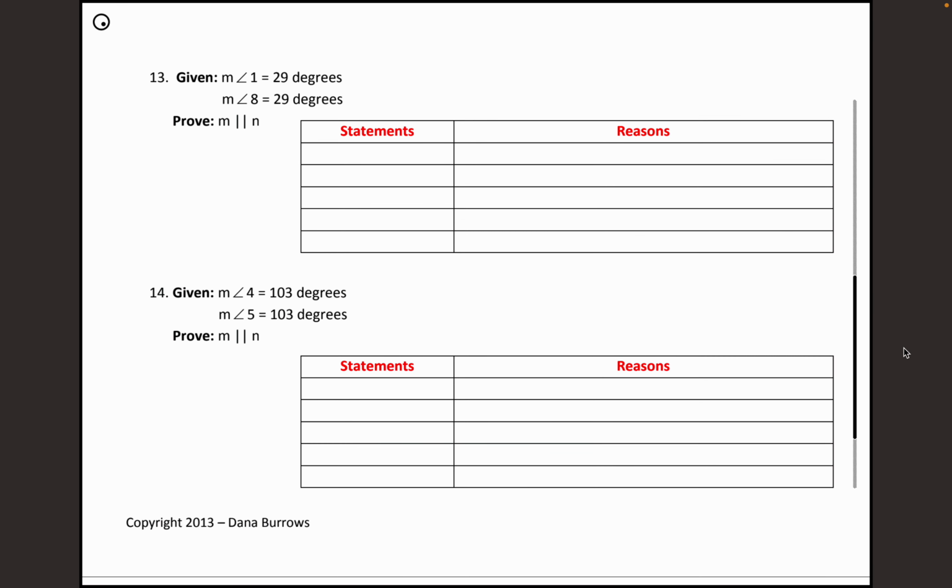Okay, finally, let's look at these two. Now, for this one, it looks like it has 5 statements, 5 reasons. But for some reason, put your first given as the measure of angle 1 equals 29 degrees. Put that as your first statement. Your second statement, put the measure of angle 8 equals 29 degrees. So your first two are given. You won't have to worry about it. Just on this one, they just did it that way. But just go ahead and do it, and we'll just follow what it has.